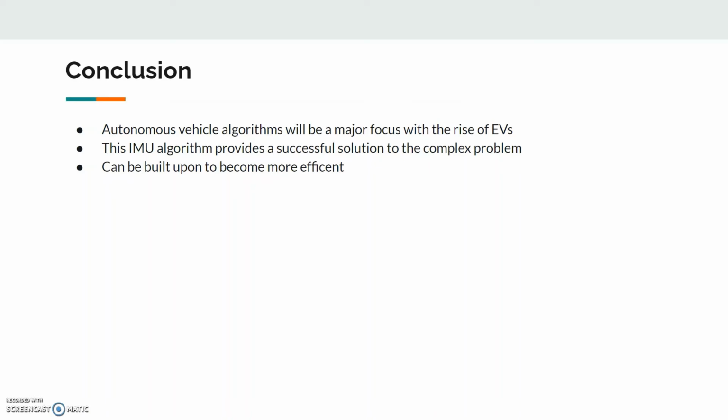So in conclusion, autonomous vehicle algorithms are going to be a major focus with the rise of autonomous vehicles that are taking place in our society and driving on the road. And this intersection management unit algorithm provides a successful solution to that complex problem. It is not the most efficient solution as of now, and it can be built upon to become more efficient and better.